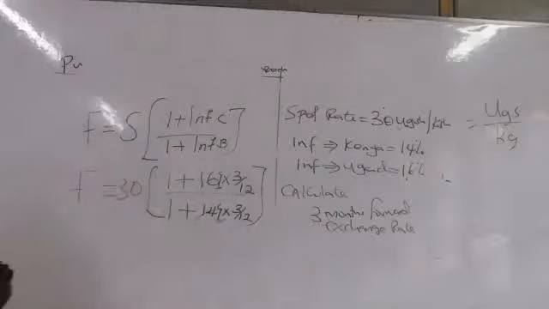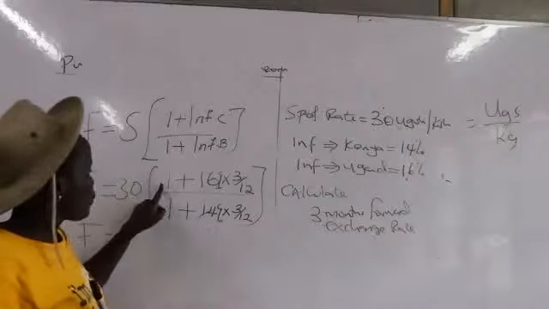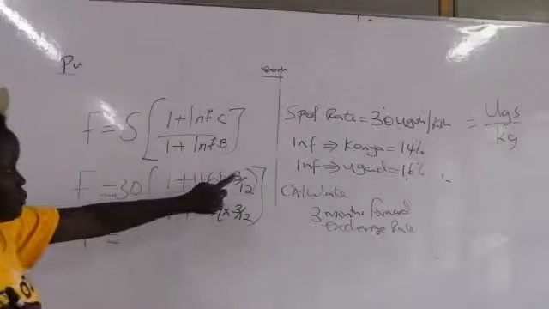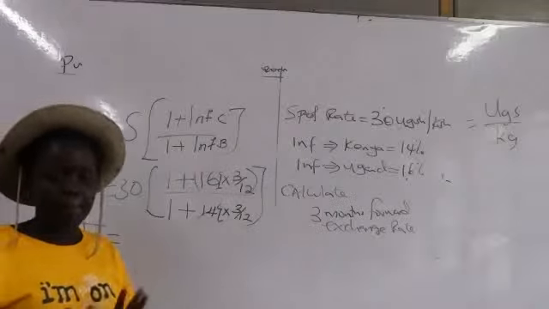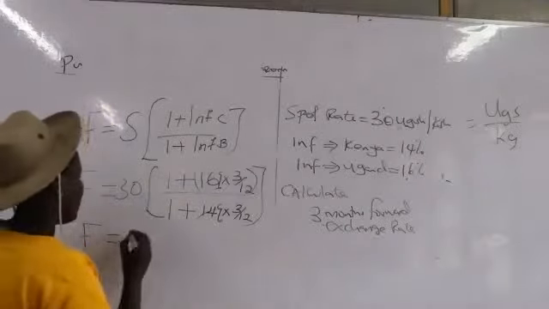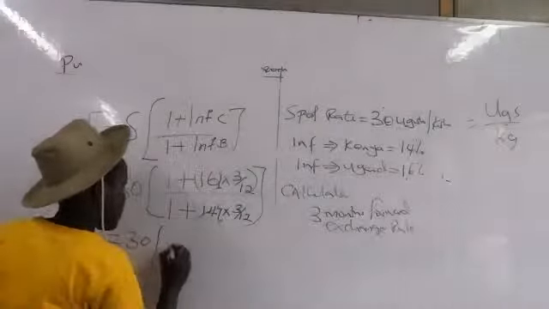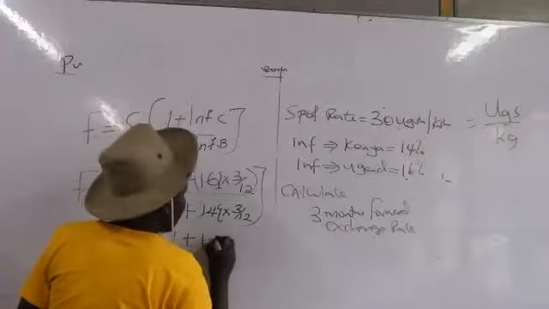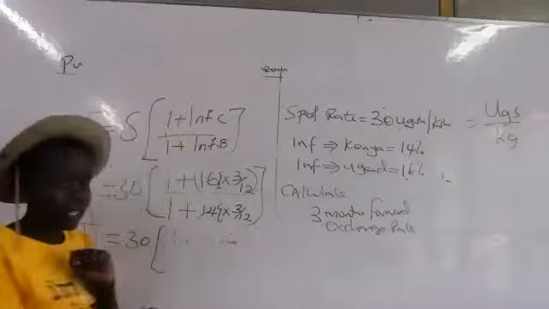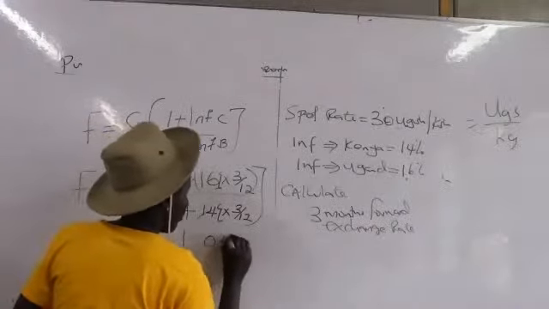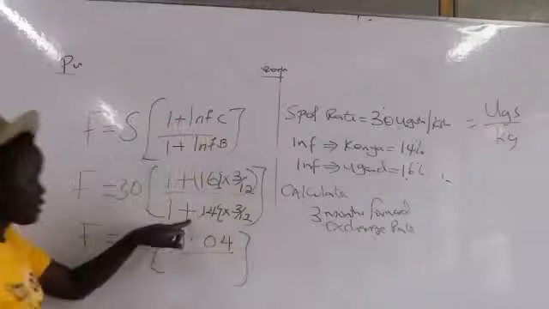14%. So 1 plus 16% times 3 over 12. 1.04. 1.04. What about this one?